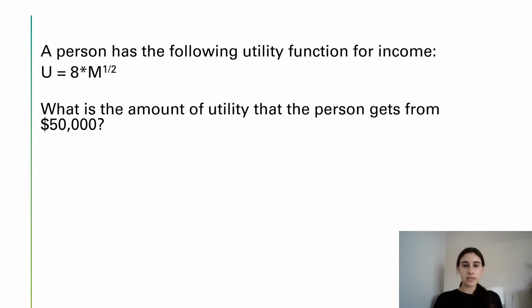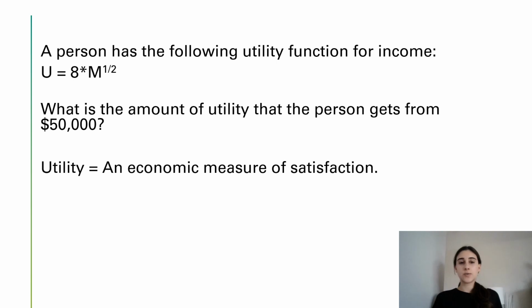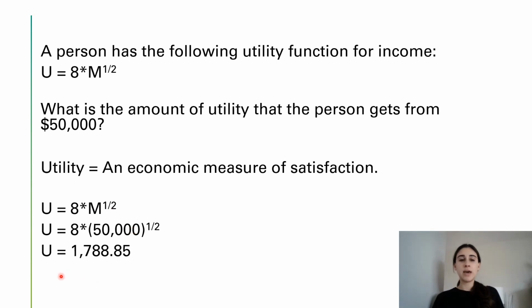So first, let's define utility. What is it? In economics, utility is a measure of satisfaction. How much satisfaction does a person get, in this case, from $50,000? To answer this question, I will take $50,000 and plug it in for m in this position. Here's our original equation, and now let's substitute m with $50,000, and this is our answer. The person gets 1788.85 units of satisfaction when they have $50,000.